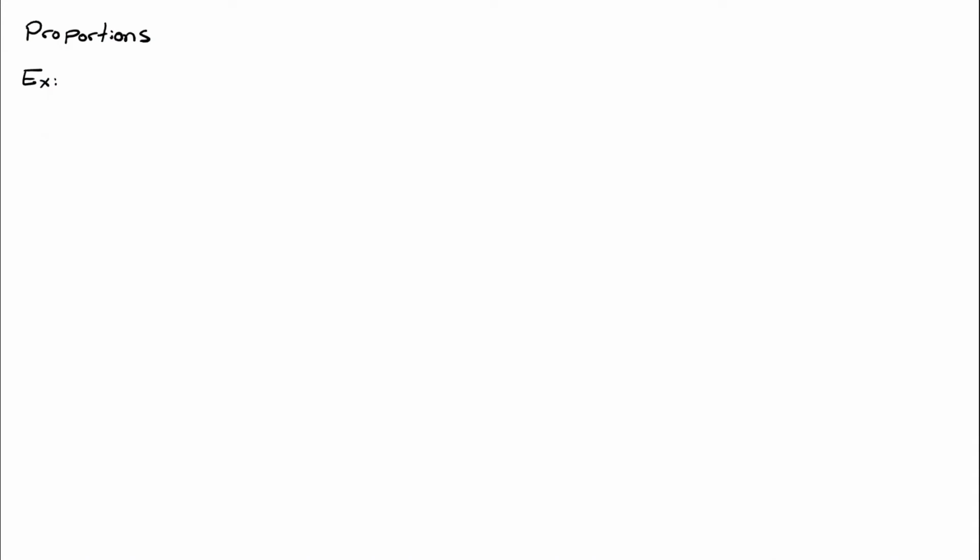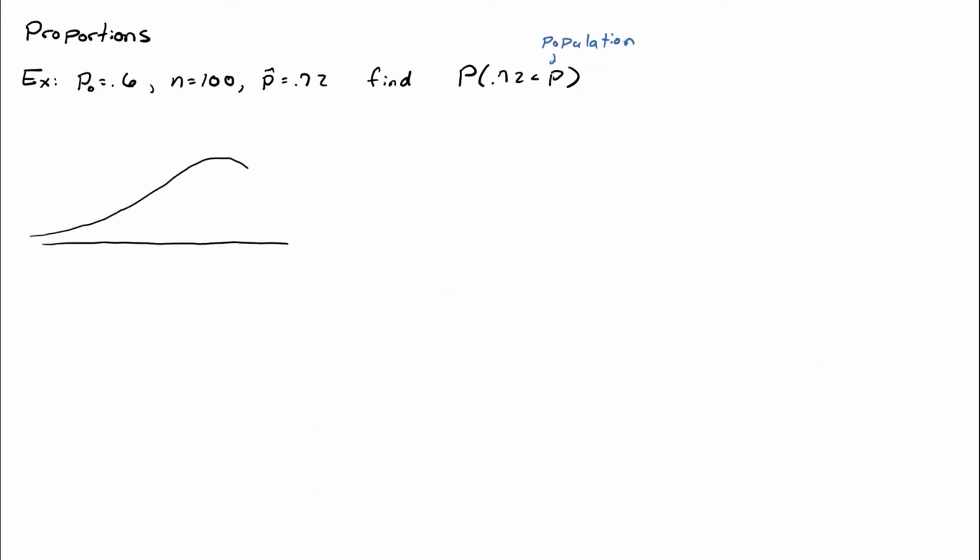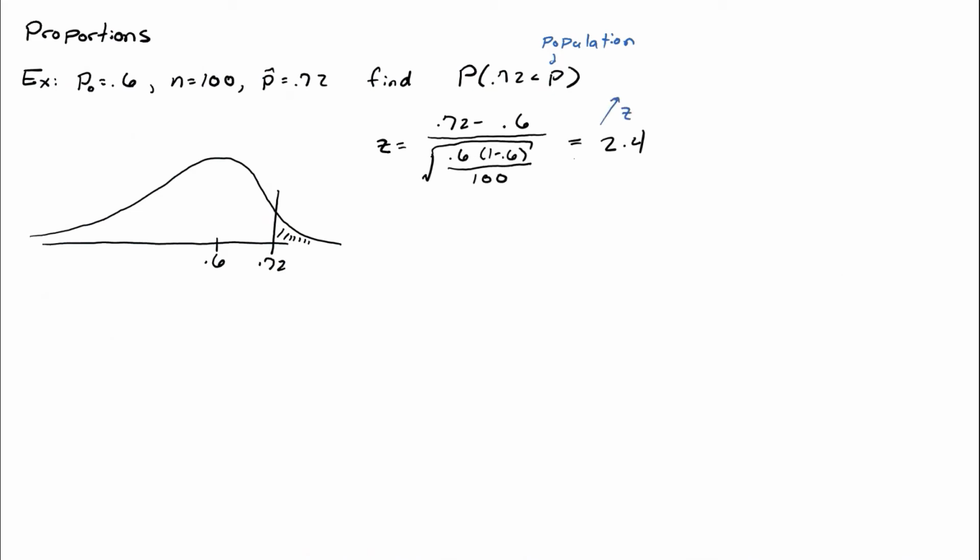Let's do an example. Suppose we have p0 equals 0.6, n equals 100, and p hat equals 0.72. Find the probability of a proportion larger than 0.72. Draw a picture. Label the mean and the sample proportion. We want to shade to the right. Find the z-score. Use this and the z-score table to find an answer of 0.0084. This is a very small probability, which means the null was probably wrong.